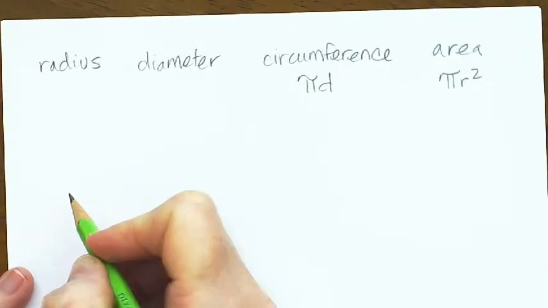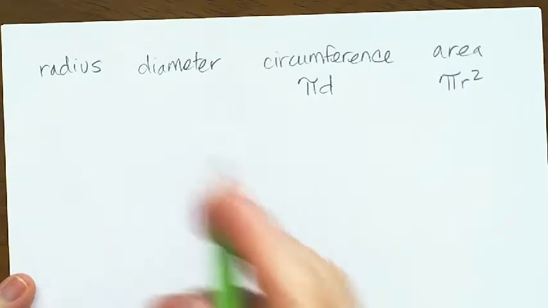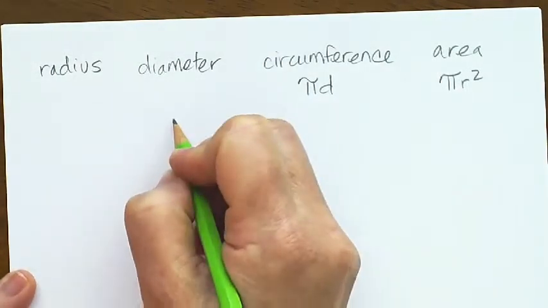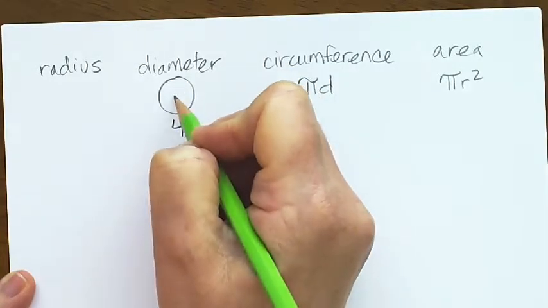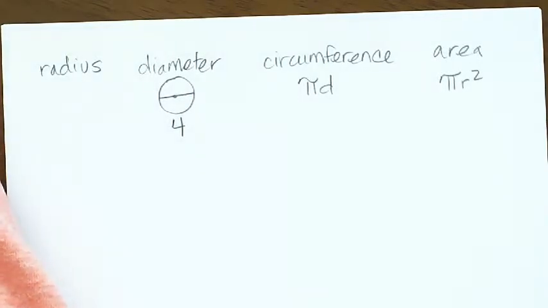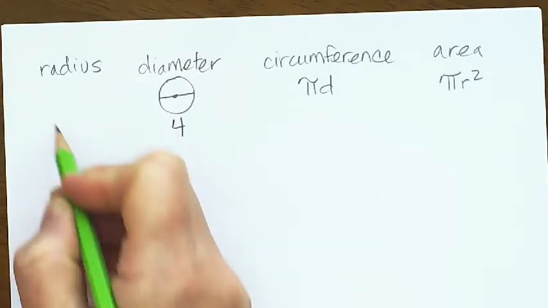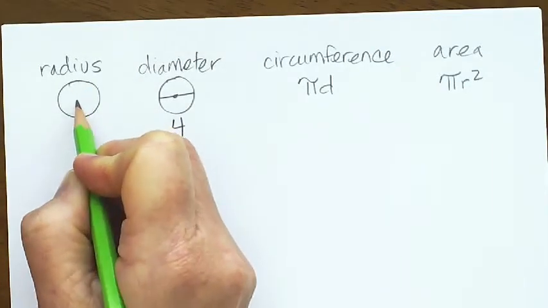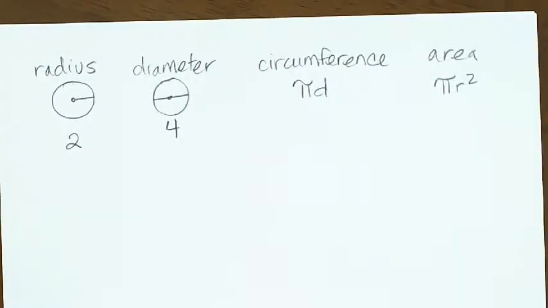So I'm looking at a problem on Khan right now, and it says to find the area of a circle with a diameter of 4. So if my diameter is 4, remember the diameter is called a chord. It's a chord, which is just a segment that has 2 points on the circle that goes through the center of the circle. So if my diameter is 4, my radius, the distance from the center to any point on that circle, would be 2.